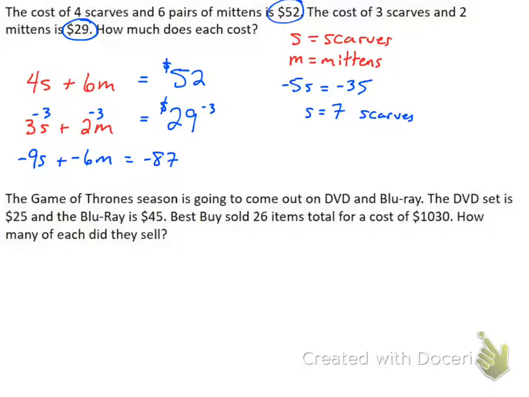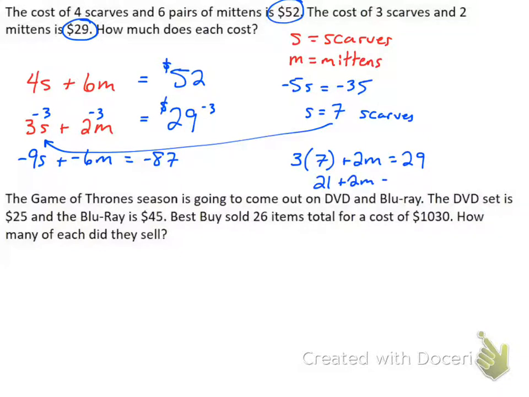And then if I plugged it back in here, I do 3 times 7 plus 2m is equal to 29. And get 21 plus 2m is equal to 29. 2m is equal to 8, so m is equal to 4. 4 mittens.